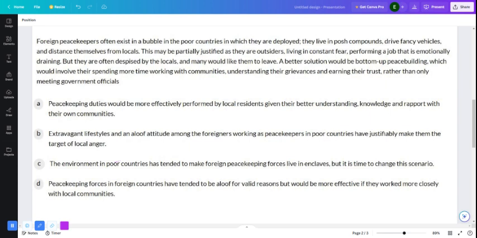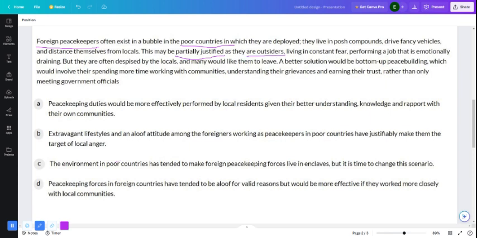Foreign peacekeepers often exist in a bubble in the poor countries in which they are deployed. So here the subject is foreign peacekeepers, poor countries they are deployed. They live in posh compounds, drive fancy vehicles, and distance themselves from locals. This may be partially justified as they are outsiders. See, partially justified, not completely justified. Okay, and what are the reasons?